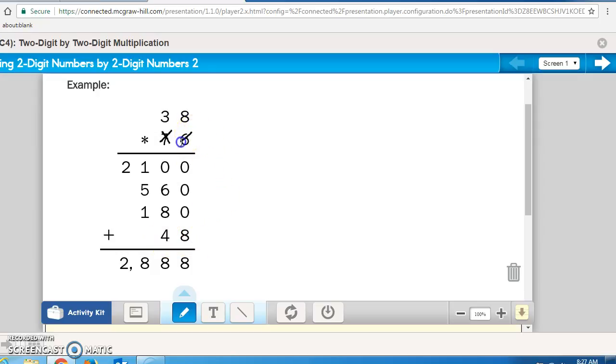Now that I've multiplied both numbers down on the bottom with both numbers up top, I can add. 0 plus 0 plus 0 plus 8 is 8. 0 plus 6 plus 8 is 14, plus 4 is 18. I carry the 1. 5, 6, 7, 8, and 2. My answer is 2,888.